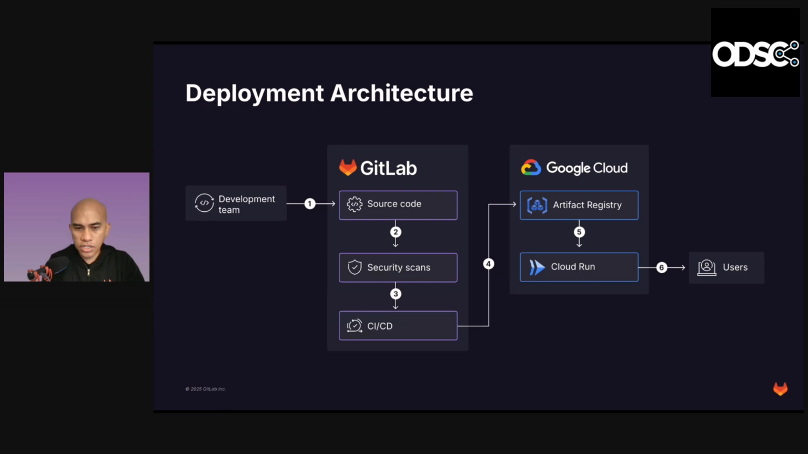The deployment architecture is very straightforward. Once your source code is committed to GitLab and scanned, the industry-leading CI/CD will then orchestrate and deploy to Artifact Registry. There is a native integration between these two platforms. And then once that is complete, it's deployed to Cloud Run, right? After all the testing and making sure it's secure, it's made available to the users.